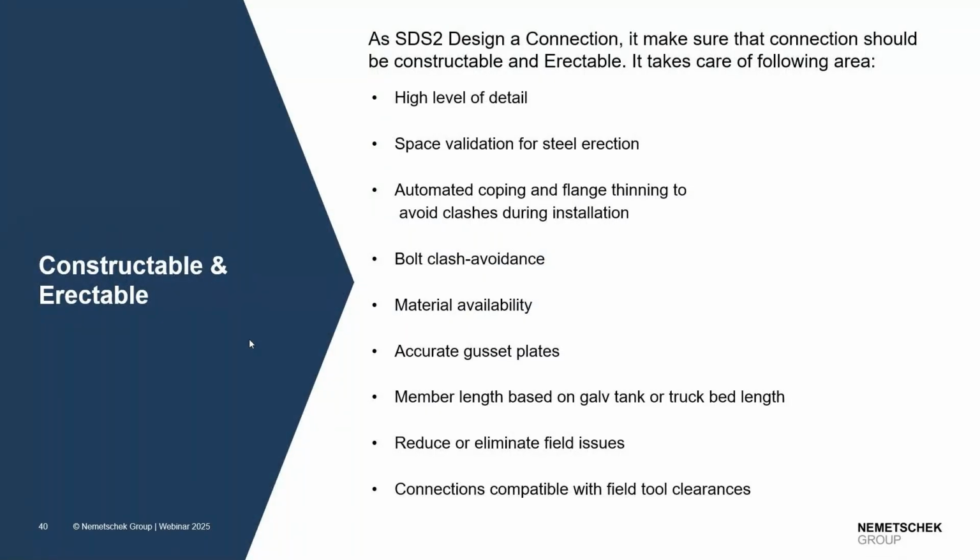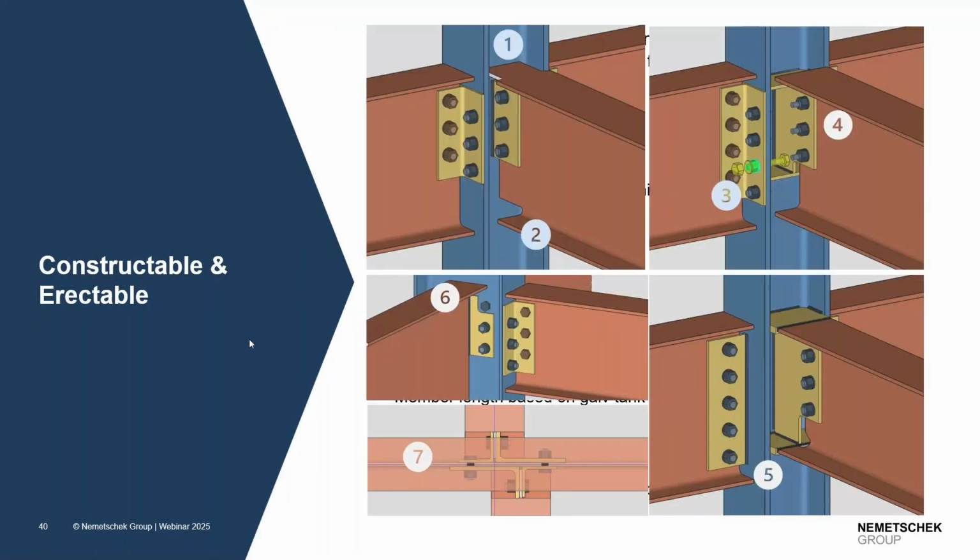So whenever SDS designs a connection, it checks the space validation of steel. It checks the bolt clashing avoidance. It checks the material availability. It checks the material thinning. It also checks the galvanization tank and the truck bed size, and it eliminates or reduces the field and shop errors. So if you see these images, you can see image number one.